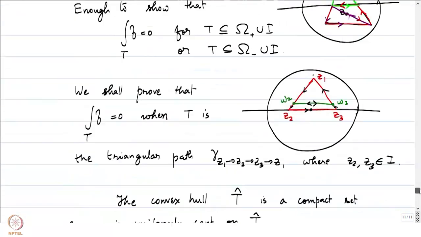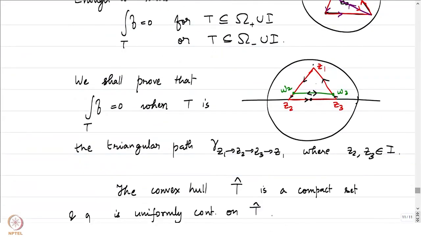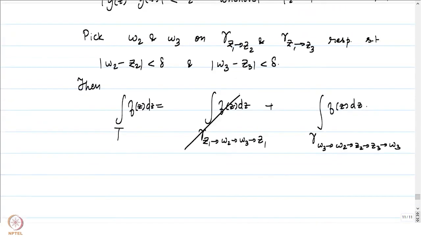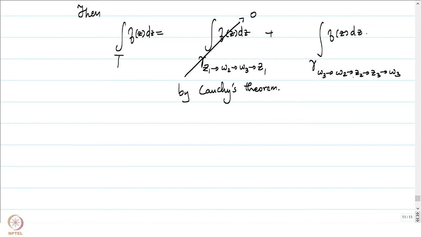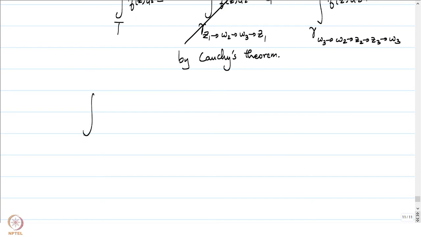Now, if you notice, the disc with center z0 and radius r intersected with the upper half plane, that is an open set, and in that open set, this triangle is contractible. It is null homotopic, and therefore, by Cauchy's theorem, this is equal to 0. So what remains is the integral over the polygon gamma w3 to w2 to z2 to z3 to w3. Let us now try to see what that particular integral is. That is exactly equal to the integral of f over gamma w3 to w2 to z2 to z3 to w3.